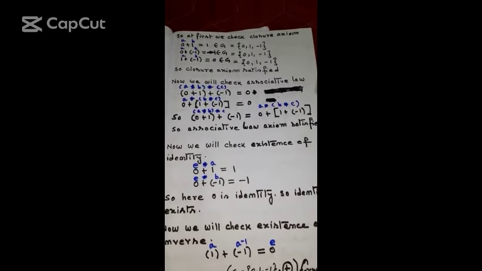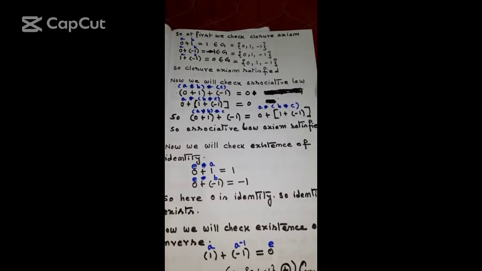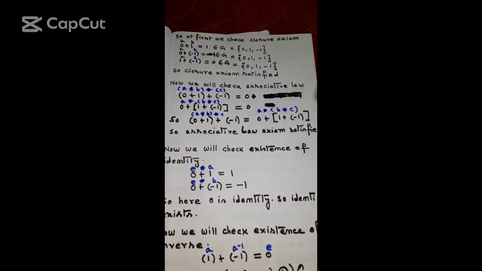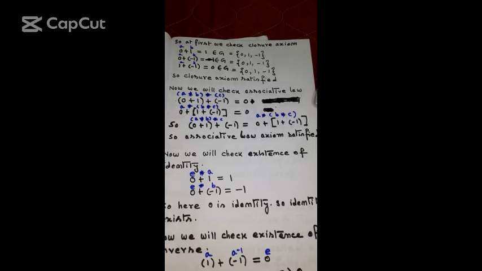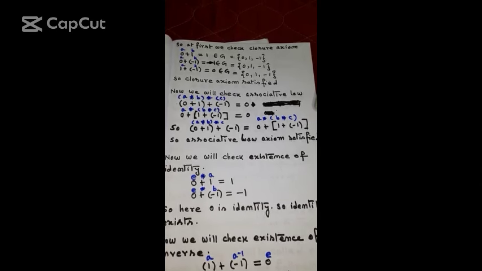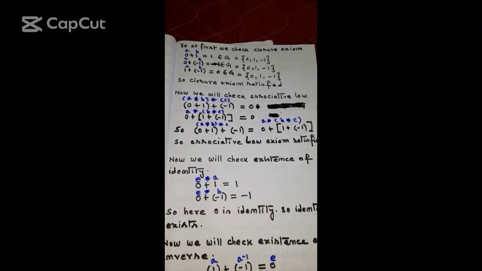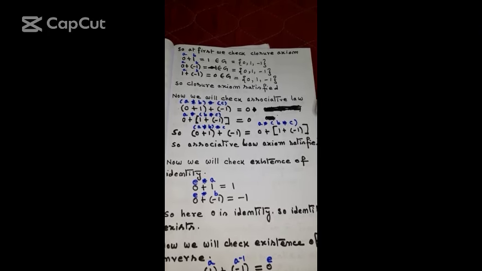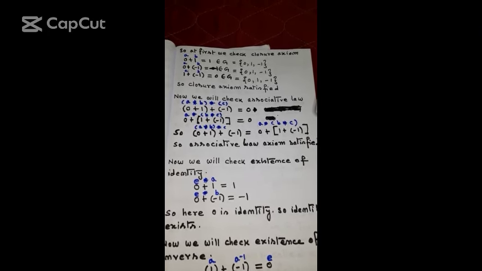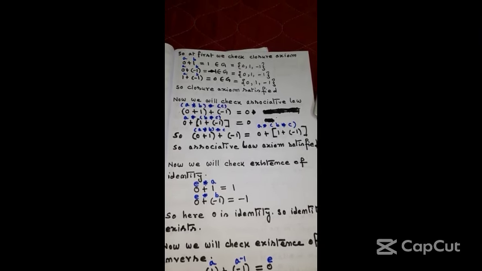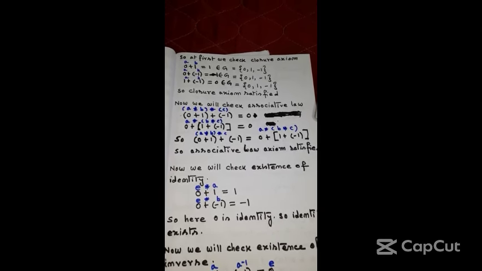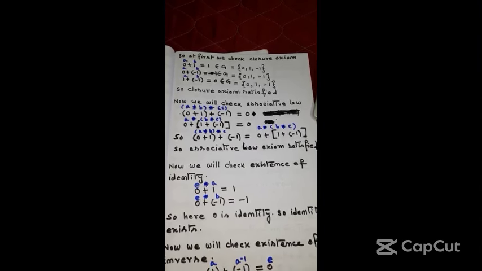How can we check? We can check like this: 0 plus 1 and then plus minus 1. What we will get? 0. Again 0 plus (1 plus minus 1), what we will get? 0. That means it is associative, right? The addition is associative for this set. Again, (0 plus 1) plus minus 1 equals 0 plus (1 plus minus 1), correct?